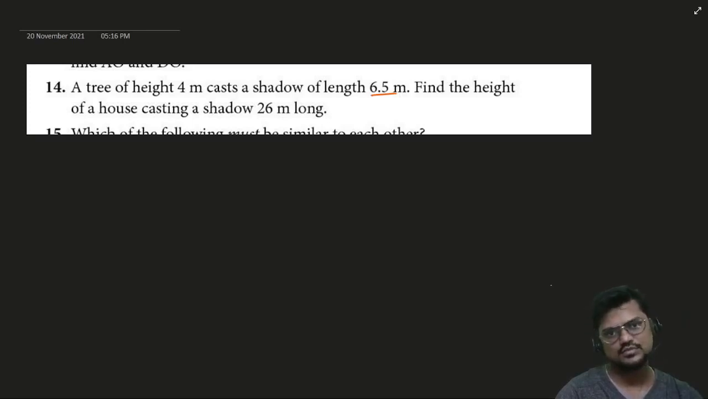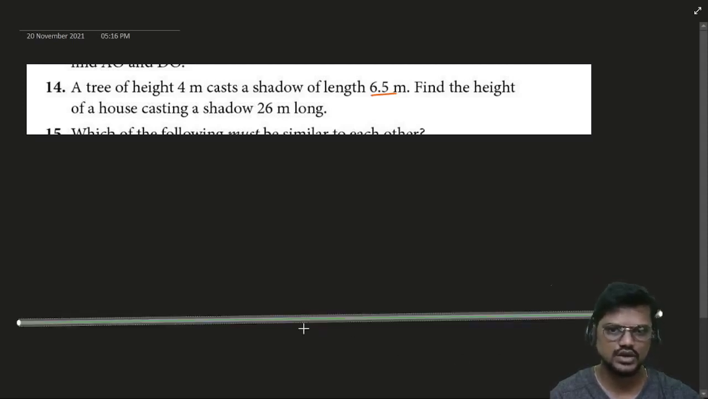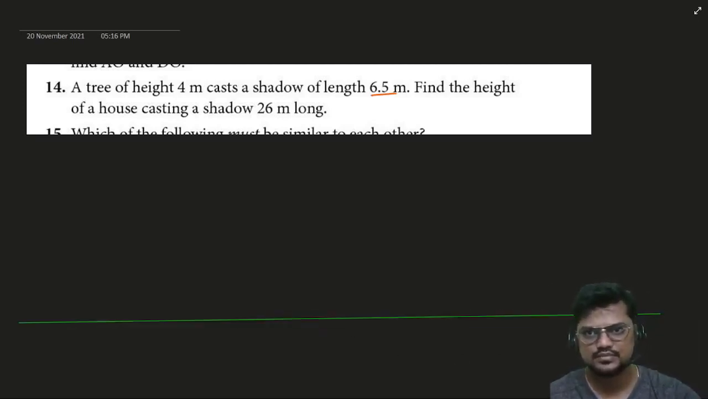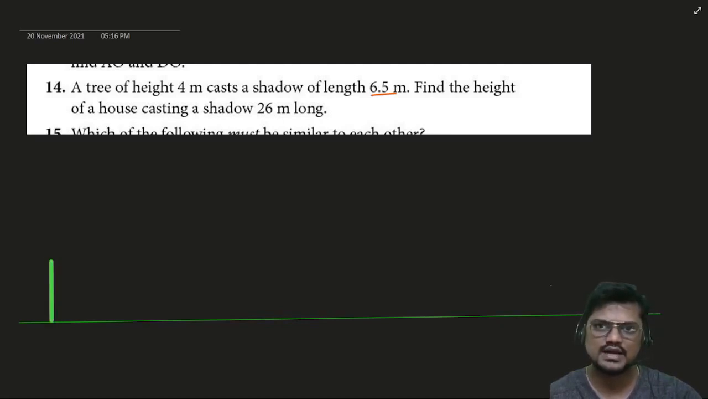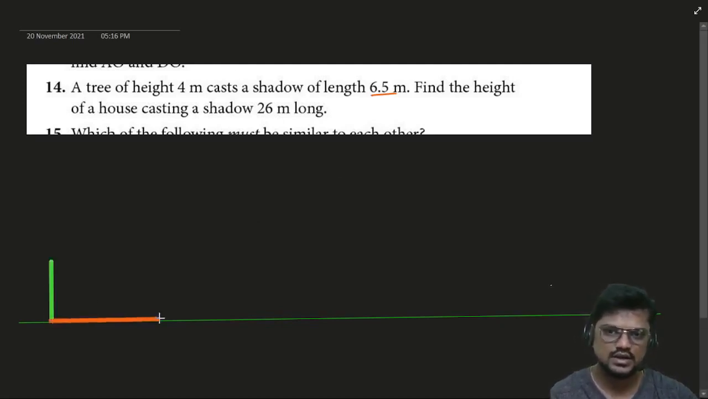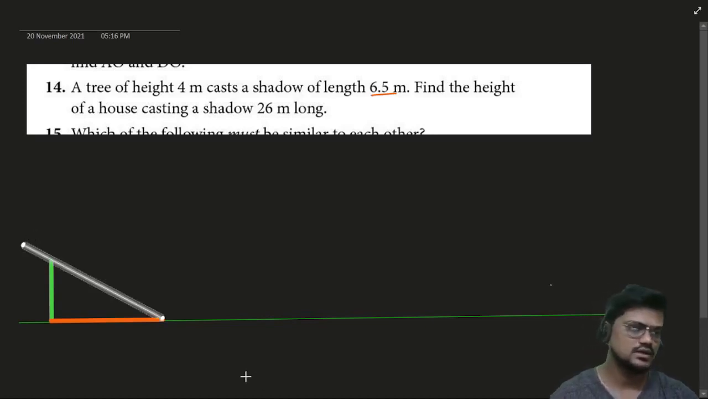A tree of height 4 meter casts a shadow of 6.5 meters. So we need to find the height of the house with a shadow of 26 meter. Now suppose this green line is your ground, okay? And there is a tree like this, which is 4 meter height. And it is casting a shadow of how much? 6.5 meter. That means it is giving this length of shadow. So the shadow will come with respect to what? With respect to the sunlight, no? That means the sunlight is this inclined, right? That's why it is giving like this. The shadow will be this much.